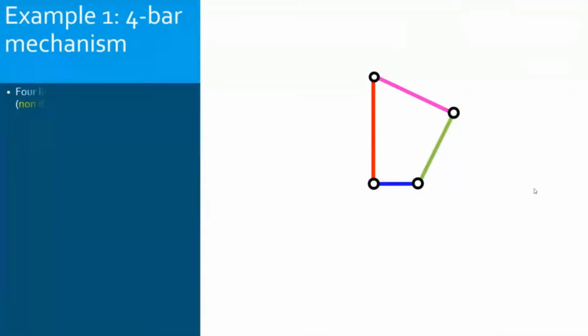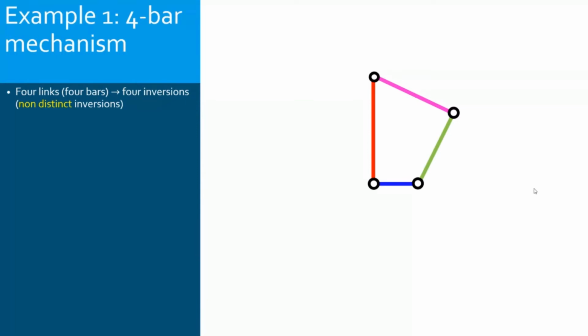Let's start with a 4-bar mechanism. Here we have a 4-bar mechanism. A 4-bar mechanism is, of course, made of 4 links, which are the bars. And these bars are connected with 4 pin joints, 4 turning pairs.